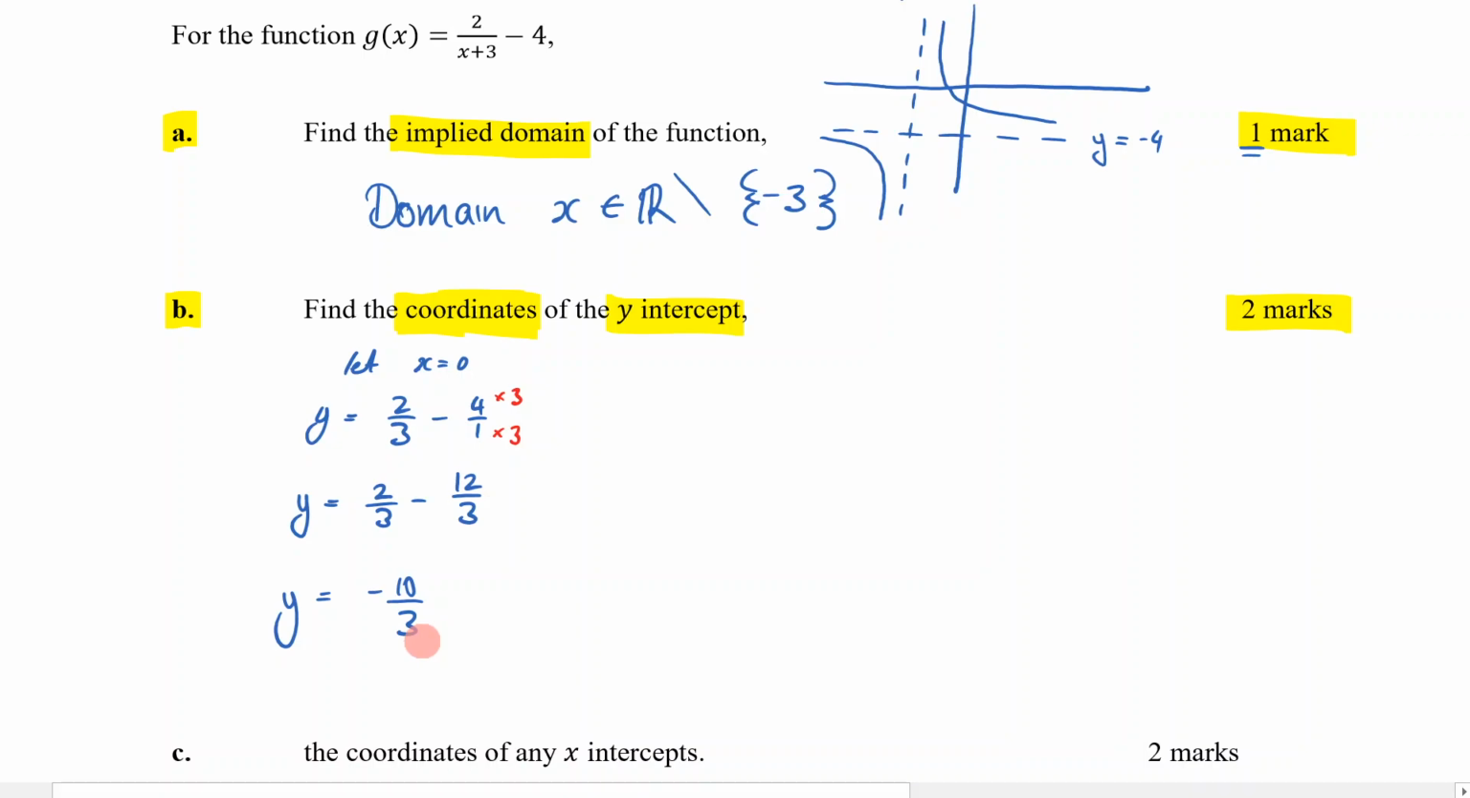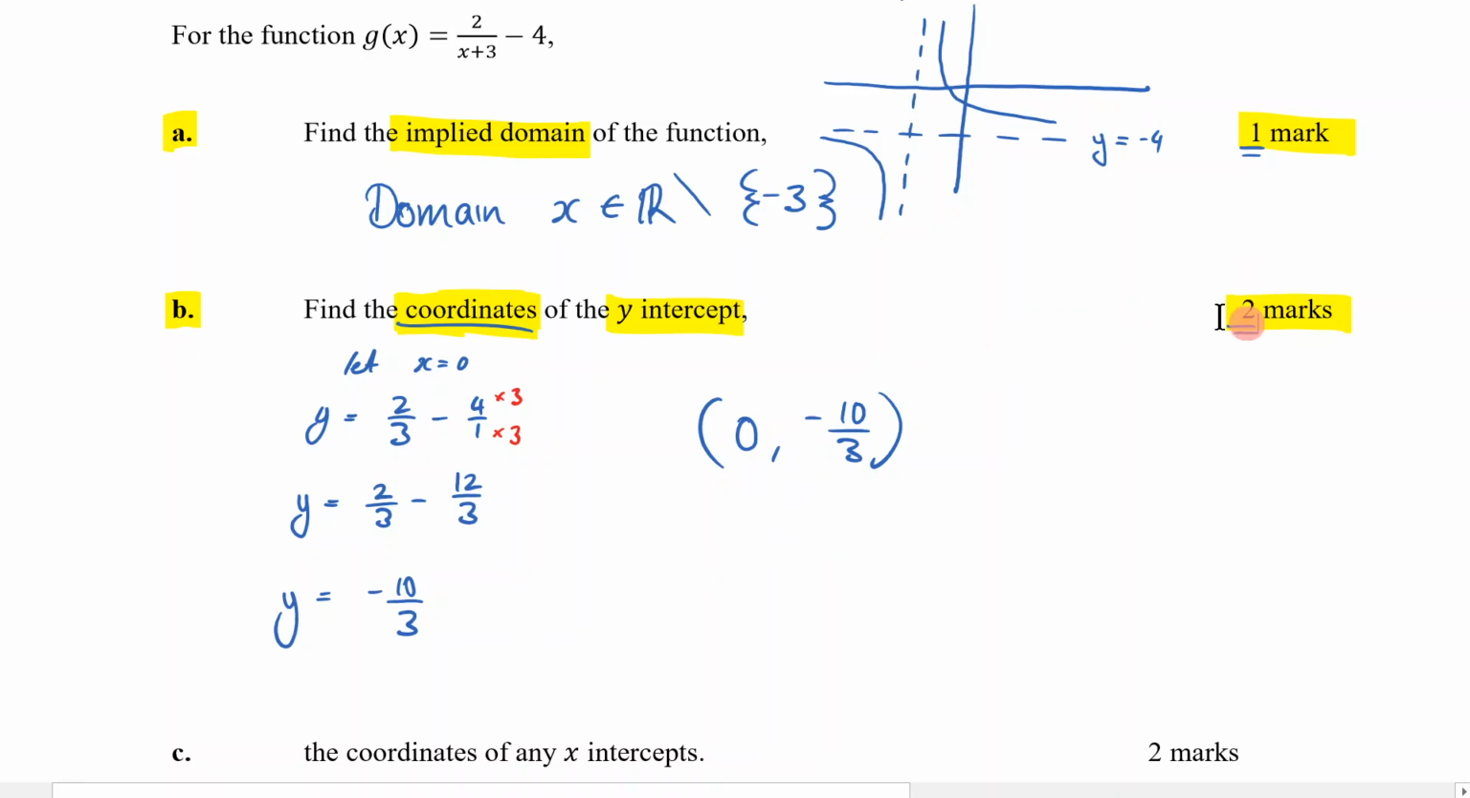Now, most people would stop here. They would say, hey, look, this is my y-intercept. Y is equal to -10 on 3. But look, it says coordinates. Your answer must be in coordinates. So it means your answer is going to be 0, -10 on 3. Just like that. So remember, it's worth 2 marks, 1 mark for the working, 1 mark for your coordinates.